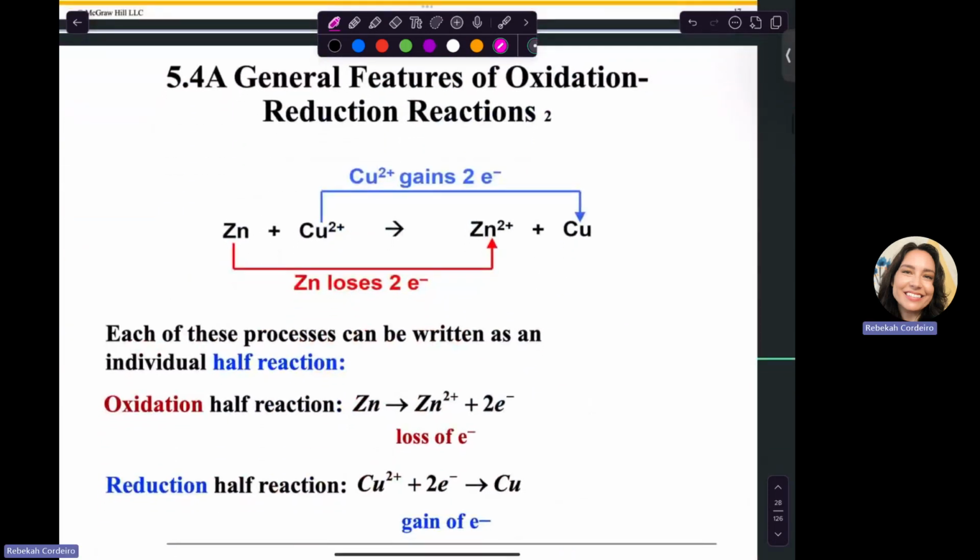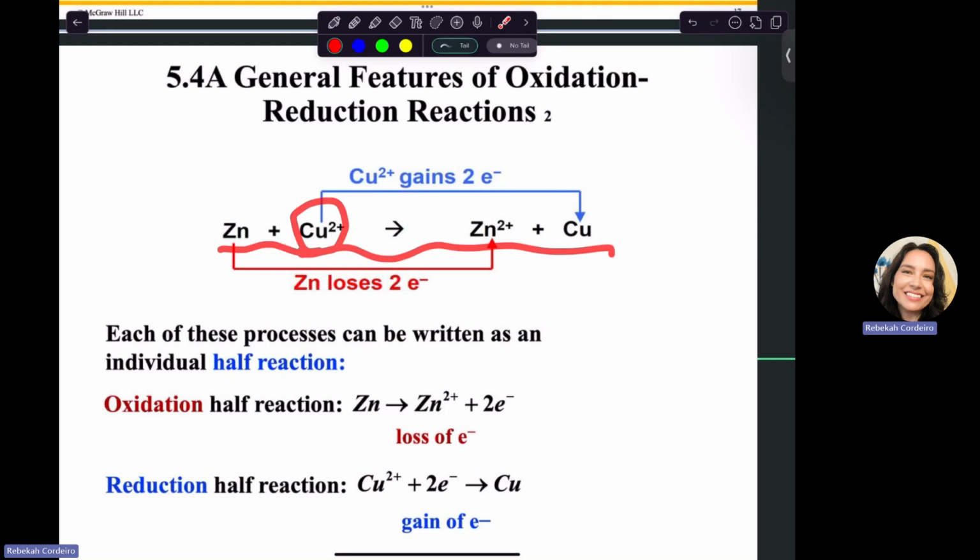So you might see it written something like this. This is what we call a net ionic equation. The copper and the zinc are positive, but they're not just freely positive. There's another negative ion somewhere in there. It's just not participating in the reaction, so we don't put it. It's just kind of watching what's happening. We actually call it a spectator ion.